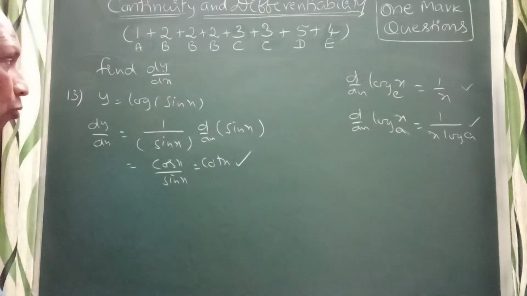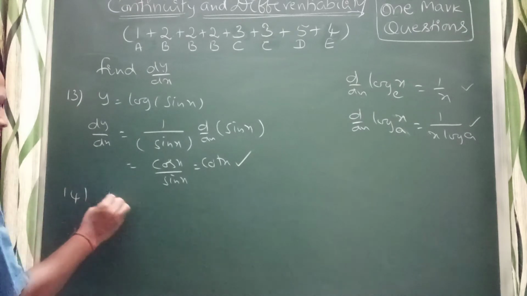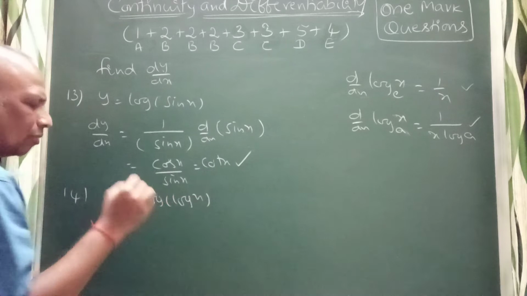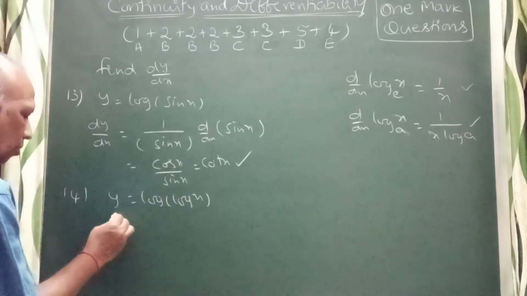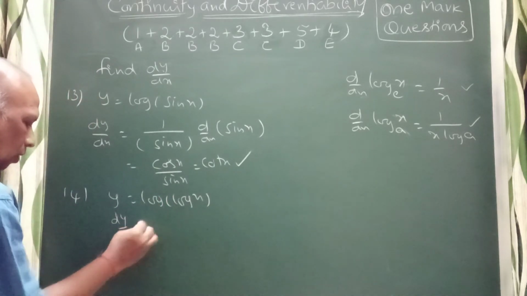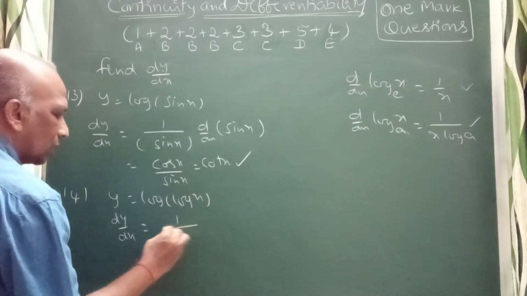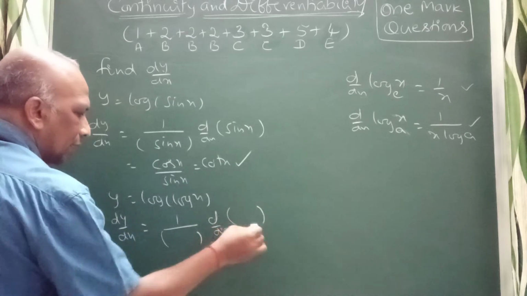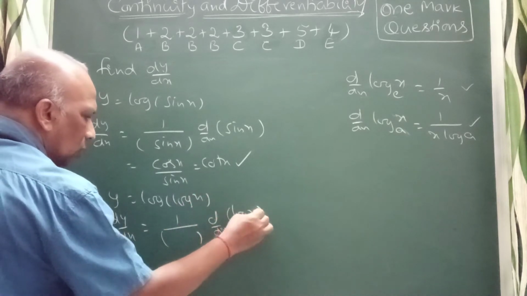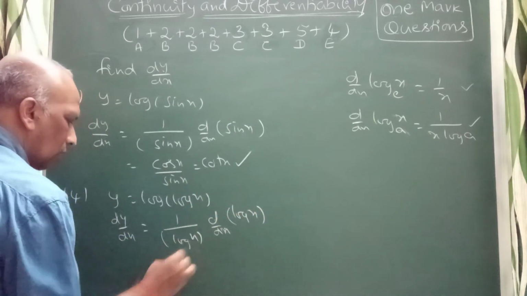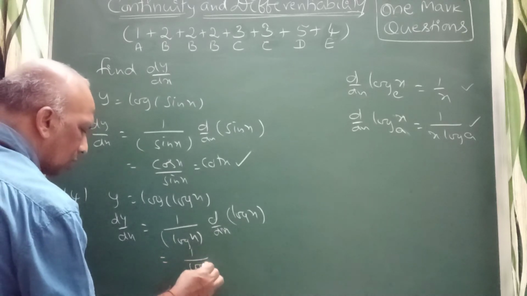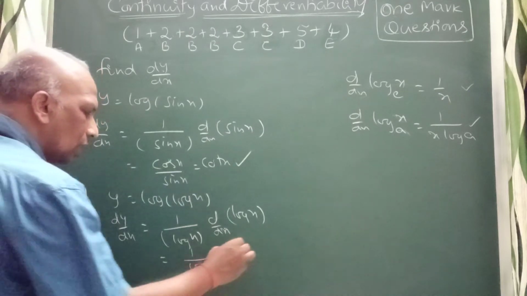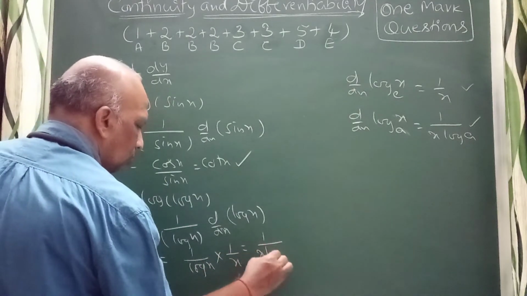Now log of log x. So y is equal to log of log x. When they give y equal to log of log x, you can think dy by dx is log of something, 1 by something into d by dx of something. Here I can replace something with log x. So your answer is 1 by log x, and the derivative of log x is 1 by x. The answer is 1 by x log x.